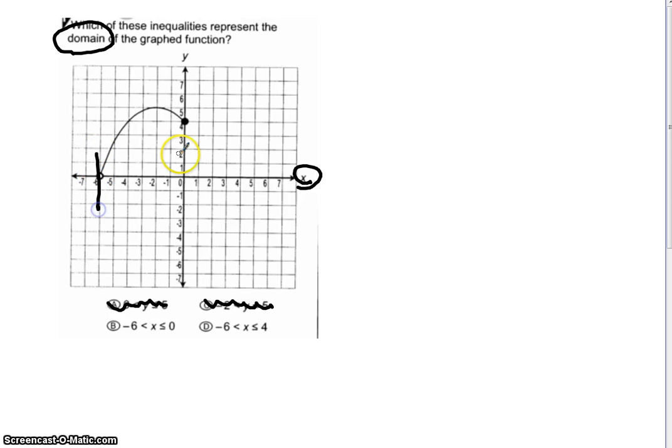So it starts here and it ends here. You got to use numbers off the x-axis. We have a -6 and we have a 0. So -6 to 0, -6 to 4. That 4 is wrong. B was the correct answer.